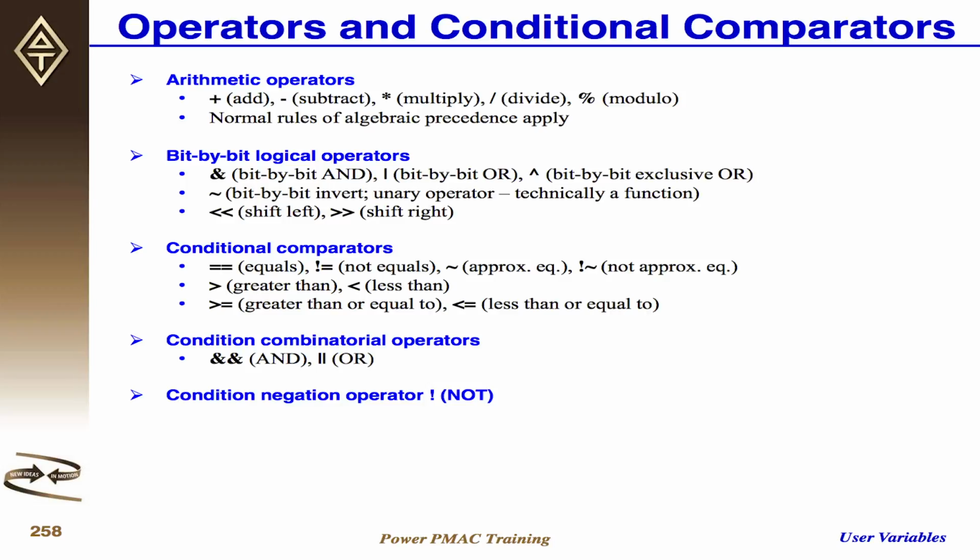Additionally, we have greater than and less than, and we have greater than or equal to and less than or equal to. We don't have not greater than or not less than, because not greater than is the same as less than or equals, and not less than is the same as greater than or equal.